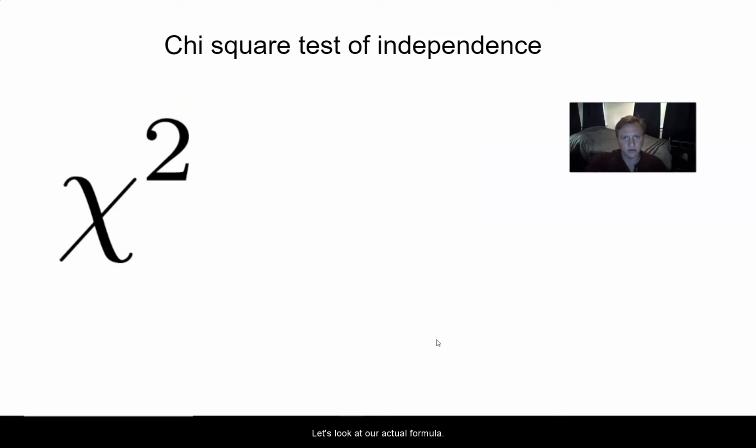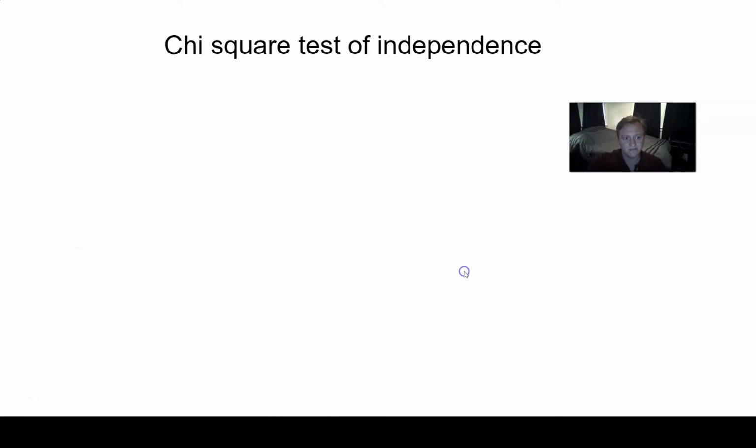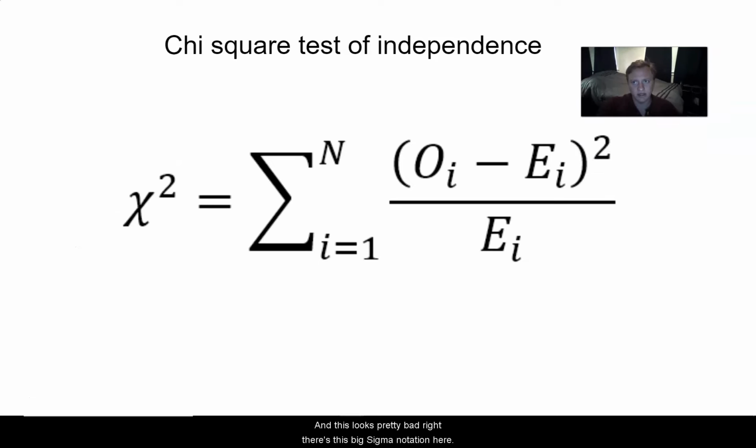So let's look at our actual formula. And this looks pretty bad, right? There's this big sigma notation here. I equals 1. There, what is n? Where does n even come from? We've got these O's and these E's and all of this stuff. First of all, you don't have to memorize this equation. You should know how to use it, and we're going to talk about how to do that, but you don't have to memorize it. And we're going to talk about what each of these symbols means and hopefully demystify this a little bit so it's at least a little less scary.